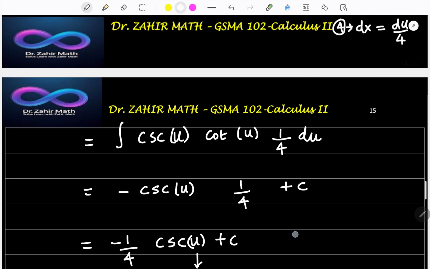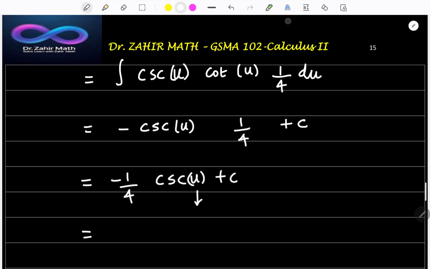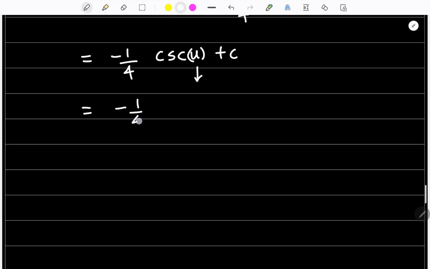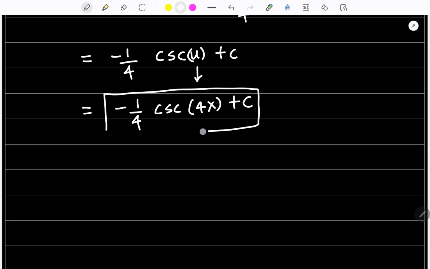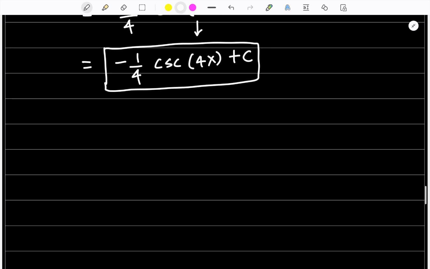What is your u? Your u is nothing but your 4x. So minus 1 over 4 cosecant 4x plus c. You are in the beginning stage, so I'm using the substitution method. As days go by, when you are expert in integration, sometimes you can tackle this problem directly. Let me tell you how. Look here, all of you.